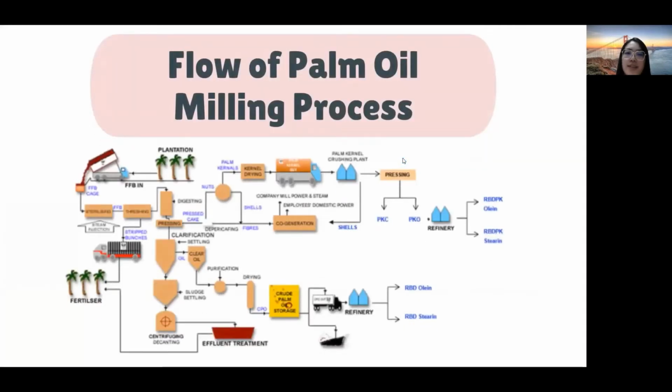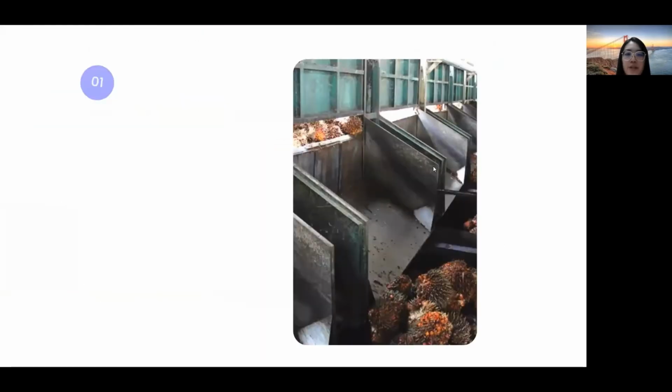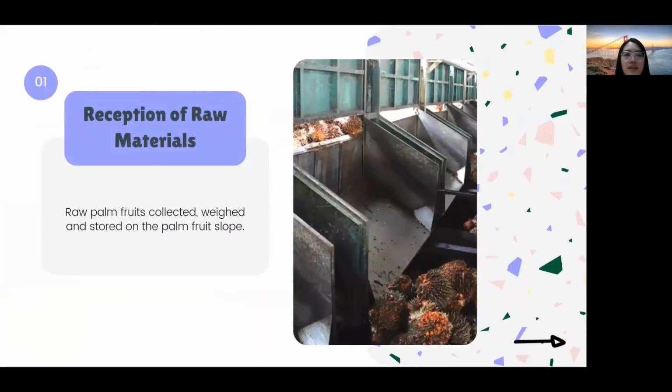The figure shown in these slides shows the flow of the palm oil milling process. Now we will explain each section of the production of palm oil. The first section is the reception of raw materials. The raw materials, which are the raw palm fruit, will be collected in the planted area, and it will be stored in the palm fruit hopper as shown after weighing.